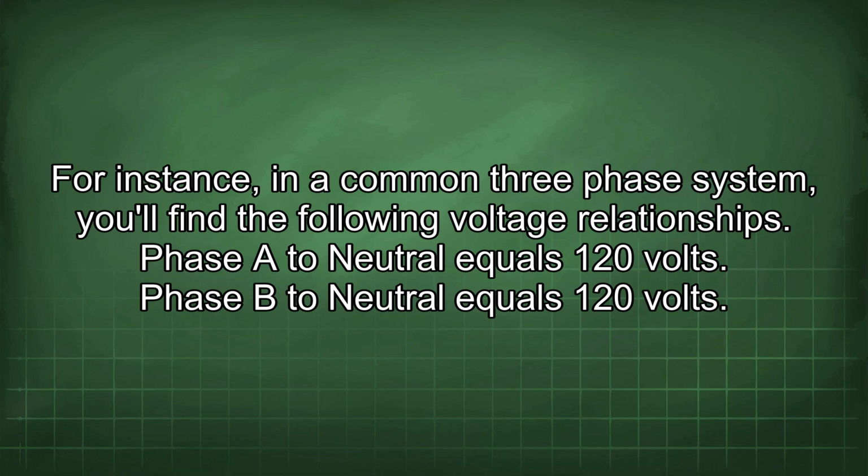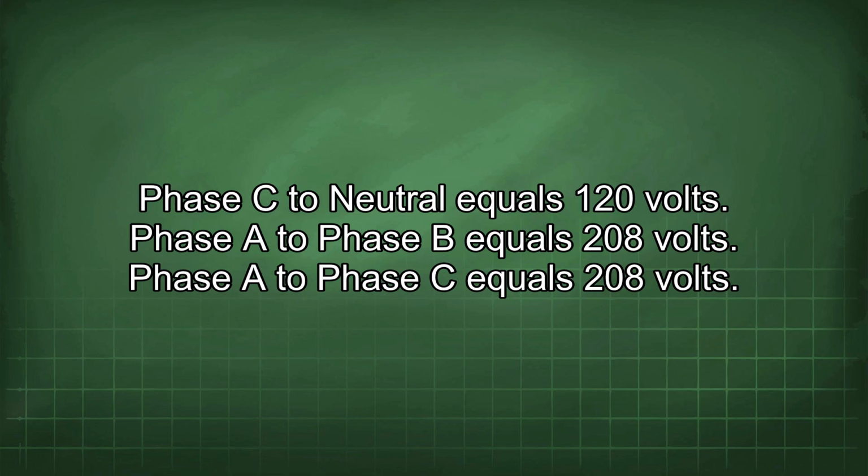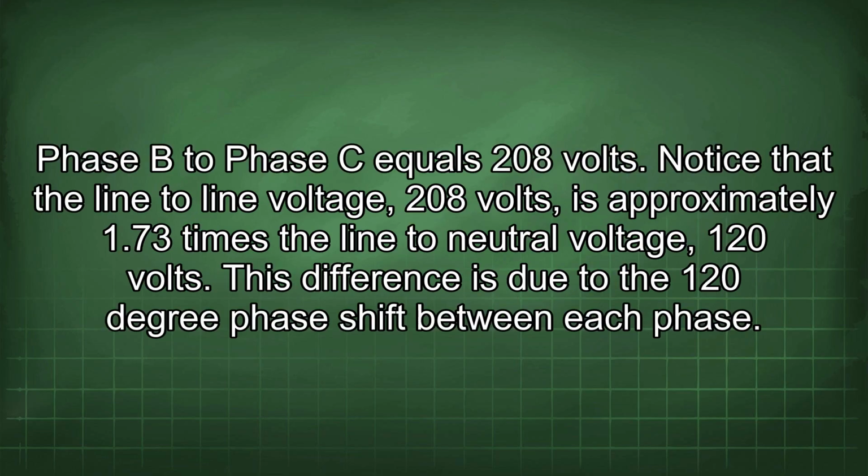Phase A to neutral equals 120 volts. Phase B to neutral equals 120 volts. Phase C to neutral equals 120 volts. Phase A to phase B equals 208 volts. Phase A to phase C equals 208 volts. Phase B to phase C equals 208 volts. Notice that the line-to-line voltage, 208 volts, is approximately 1.73 times the line-to-neutral voltage, 120 volts.